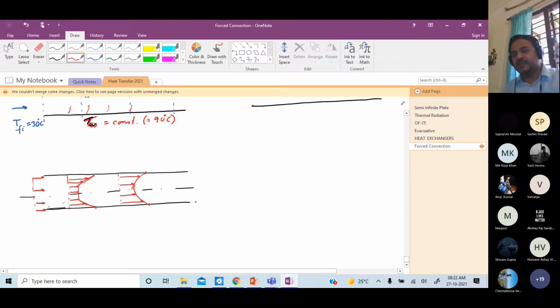Now thereafter, unlike the fully developed velocity profile, the temperature profile keeps changing. How? Because there is heat transfer. The fluid will keep heating up. So after a while, the wall temperature again remains the same, so let us say it starts again at 90, but the difference between the wall and the fluid temperature will keep reducing. And somewhere you are going to find a profile like this.